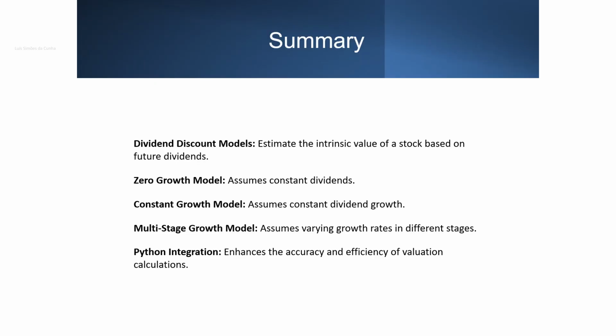Dividend discount models, DDMs, are used to estimate the intrinsic value of a stock based on its future dividends. The zero growth model assumes constant dividends, the constant growth model assumes constant dividend growth, and the multi-stage growth model assumes varying growth rates in different stages.